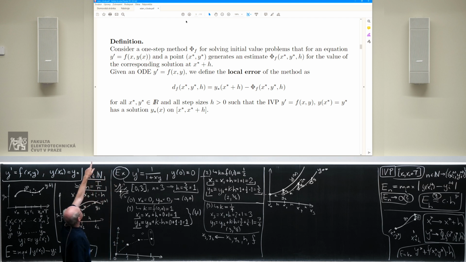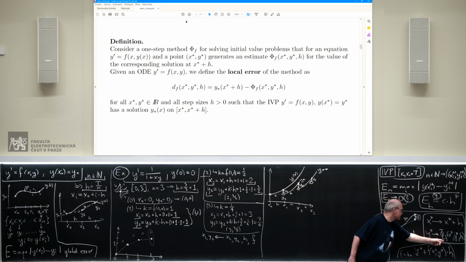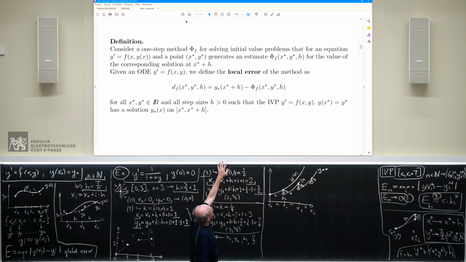So we have a method, but now we are focusing on one-step methods only. So the method is encoded by some formula or some procedure, capital Phi, with subscript f, because we apply it to a specific differential equation. And this one-step method produces estimates. Well, we have some explanation, which is exactly the one that we had over here. That's the setup for the definition. Then we take a differential equation. We pick a point, x star, y star, and we move to the right using the method.